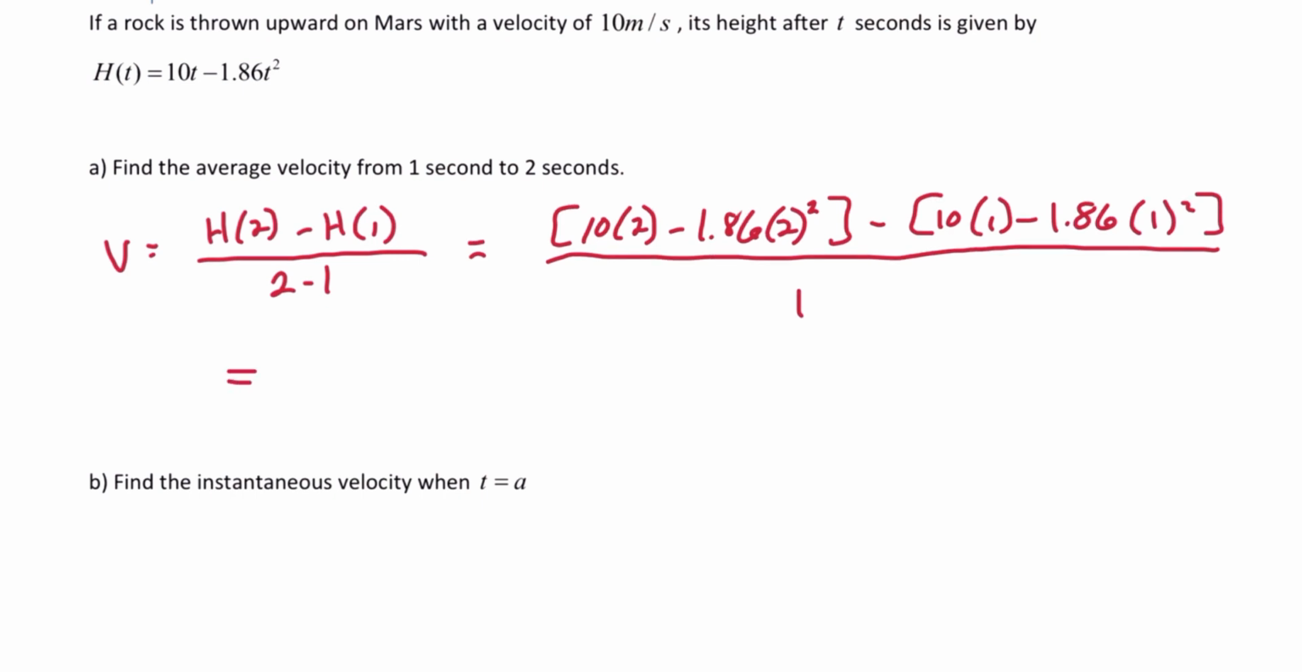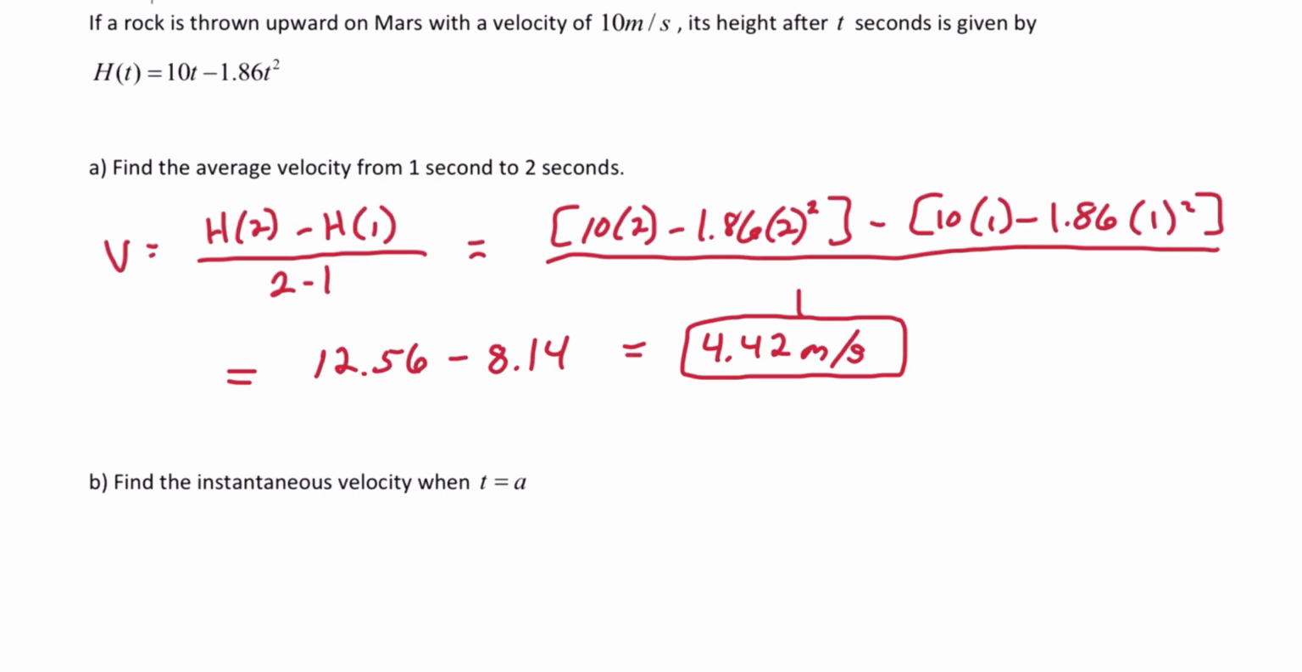And then simplify this, we get 12.56 minus 8.14, which gives us 4.42 meters per second as our average velocity between 1 and 2 seconds.